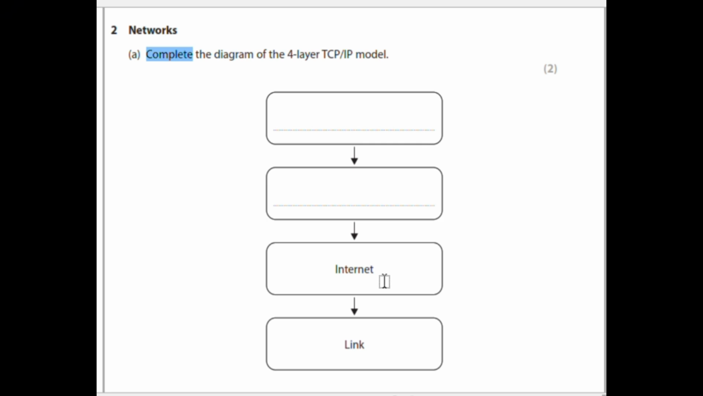Okay. Complete the diagram with the 4-layer TCP/IP model. So here you've been given 2 layers, the link layer and the internet layer, and then we have another layer here and another layer here. So which layers have been omitted?